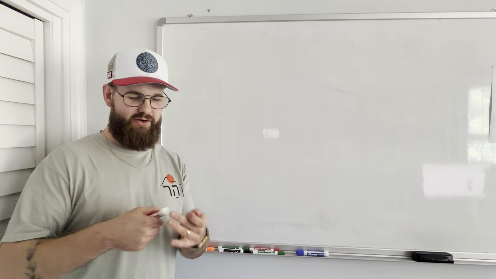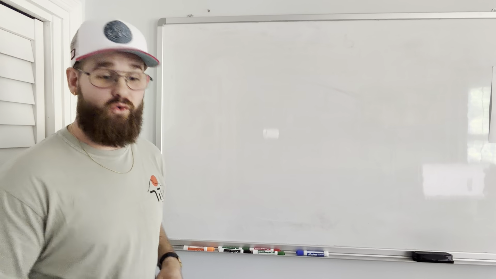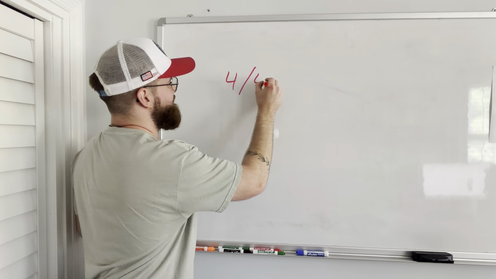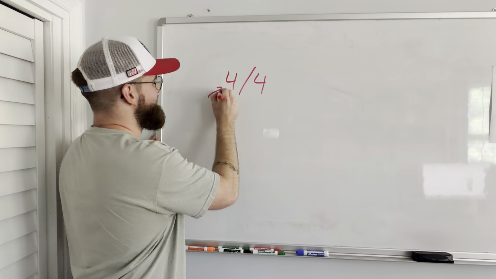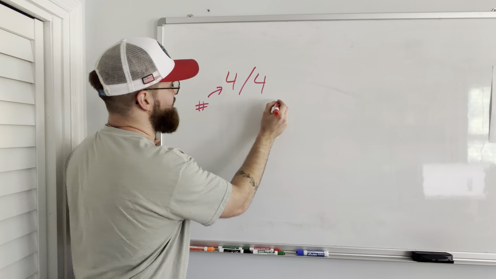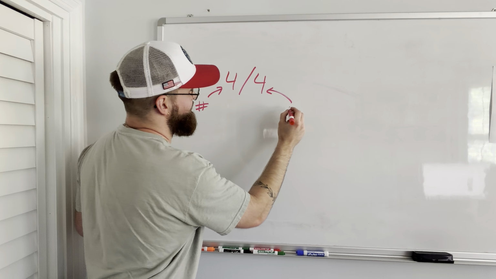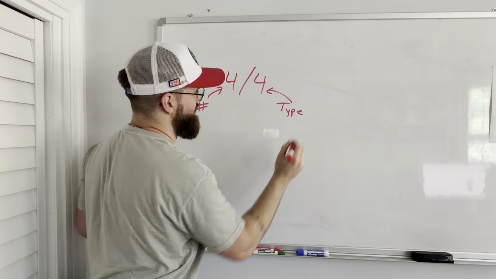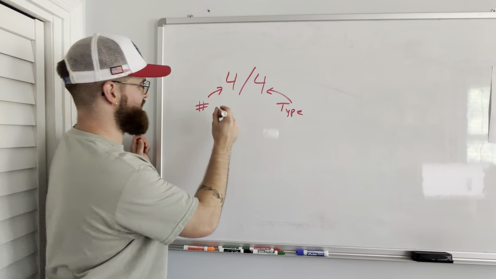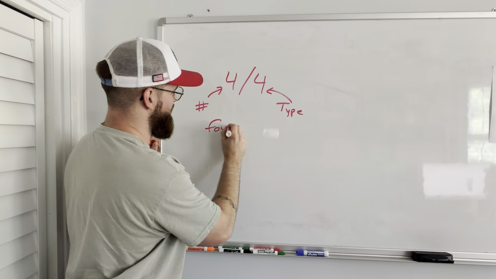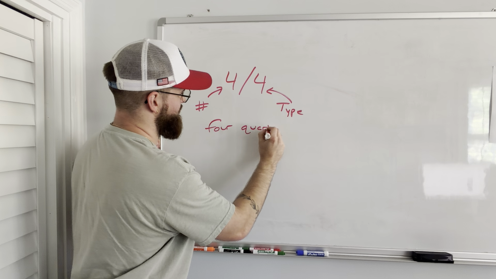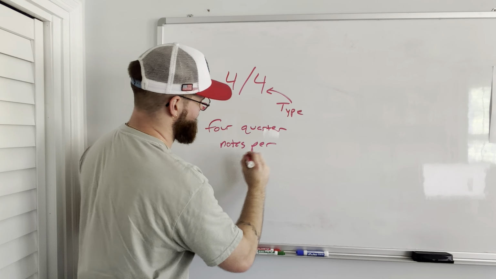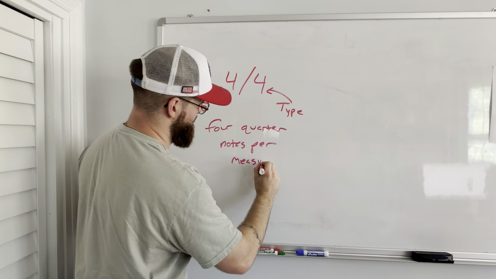Hey everybody, in this video we're going to break down 4/4 time. Now we just covered in the introduction that the left side of the time signature represents the number, and the right number in the time signature represents the type of beat. All right, so 4/4 time we have 4 quarter notes per measure. Okay?